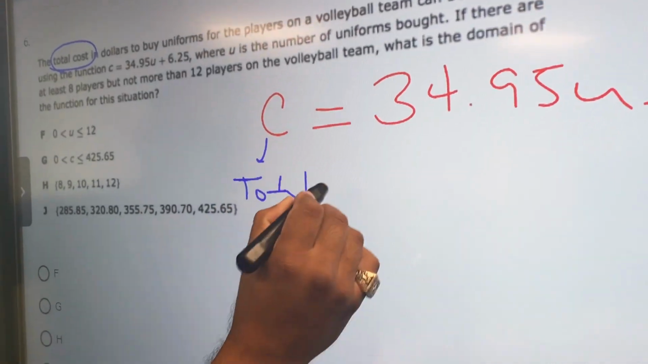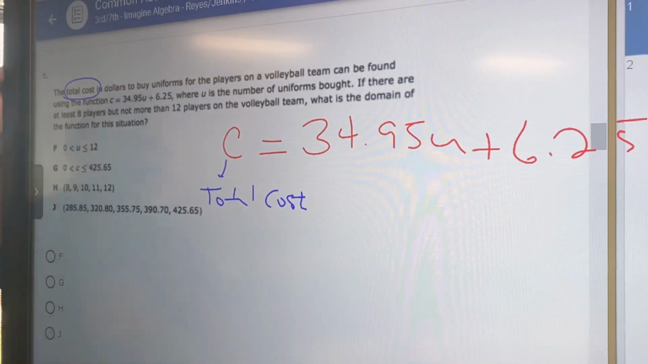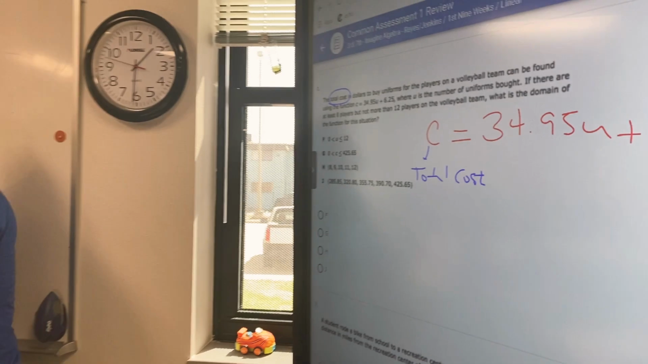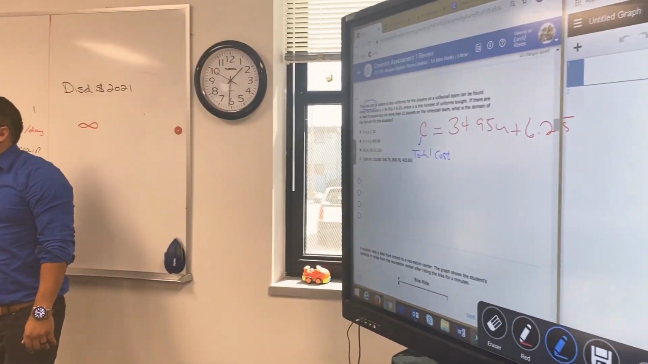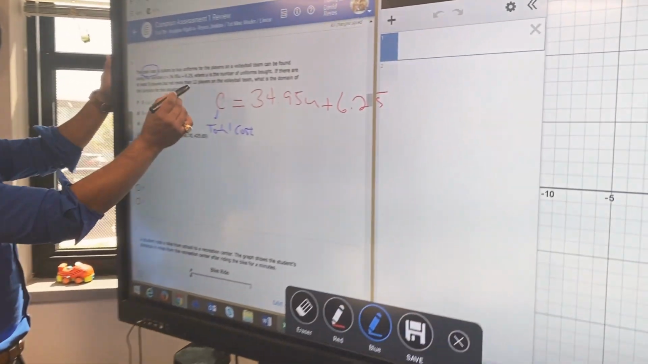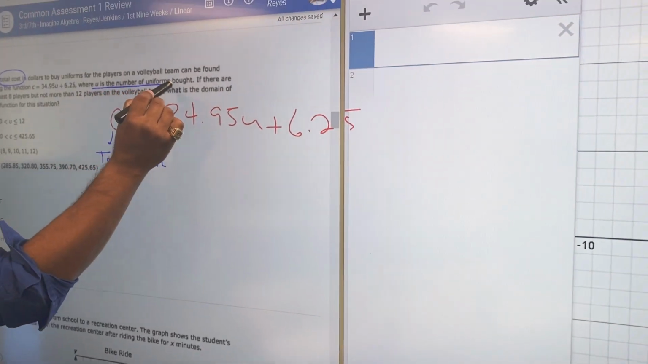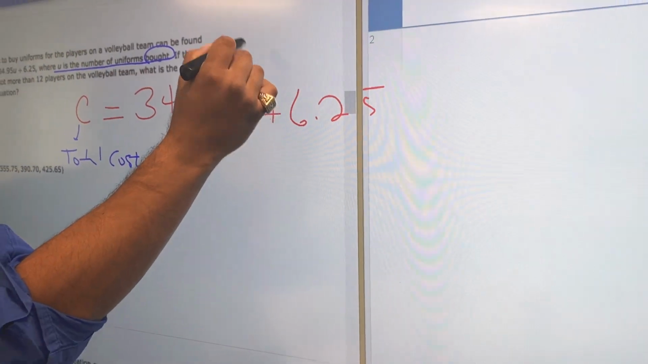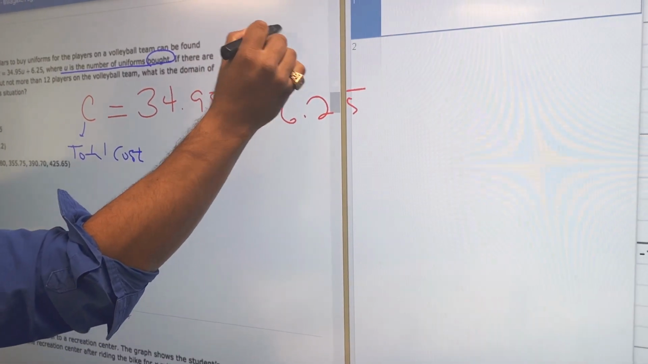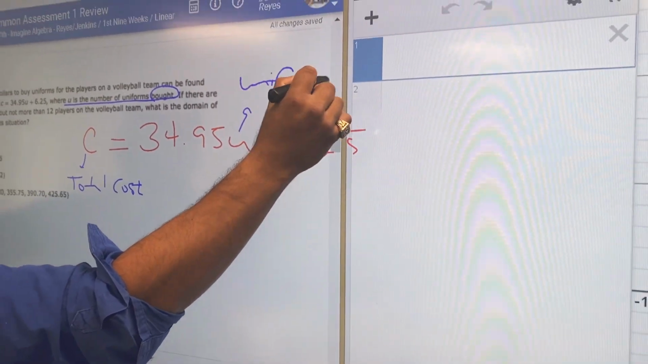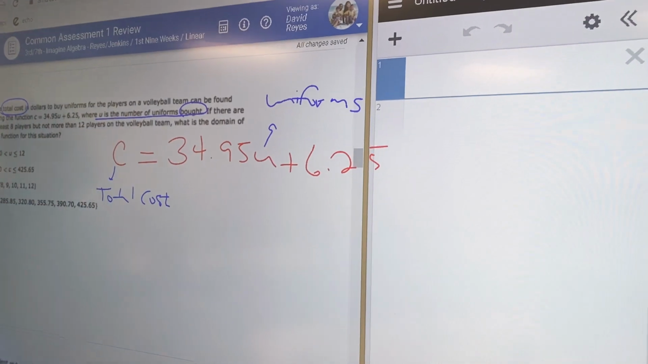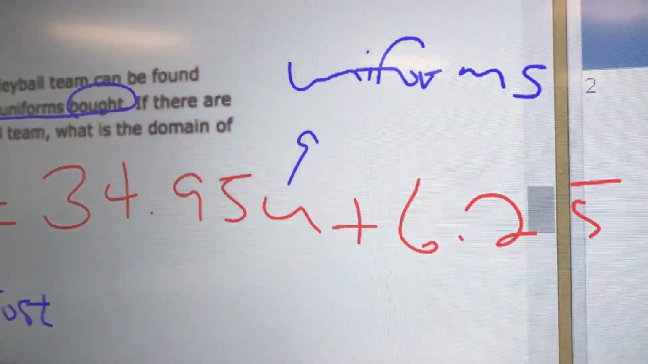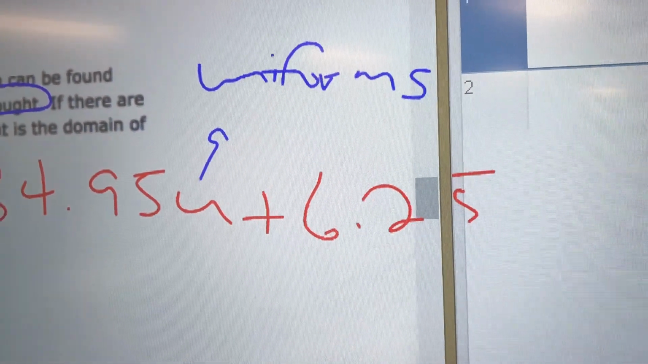Total cost. What does the U represent? Uniforms. Uniforms, but where do the uniforms go on? U is the number of uniforms, but let's think about it. What do uniforms go on, guys? What does it usually go on? No, don't think math. Uniforms. You buy a uniform for your team. Who wears a uniform? Your kids.